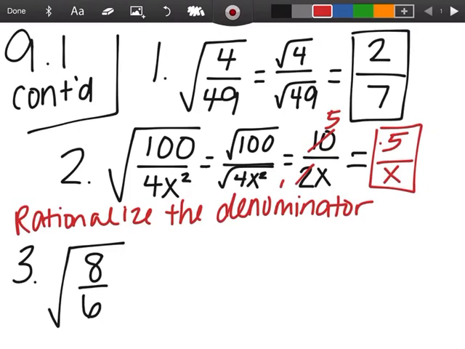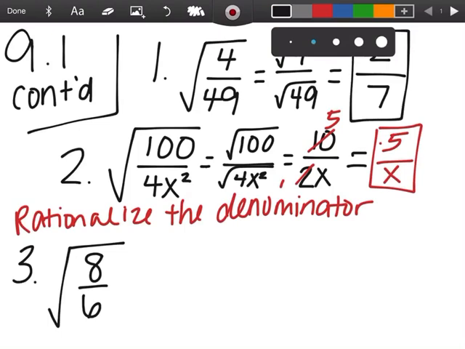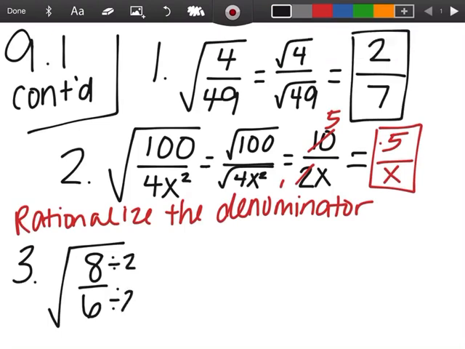So number 3, same idea. I can take the square root of 8 over the square root of 6. I can simplify them. Due to the fact that they're not perfect squares, I might as well simplify them first. If they are perfect squares, I maybe won't simplify. But I can go ahead and divide both of these numbers by 2. I'm allowed to do that. I'm just not dealing with the square root yet.